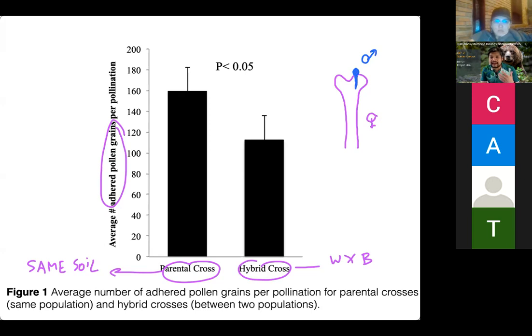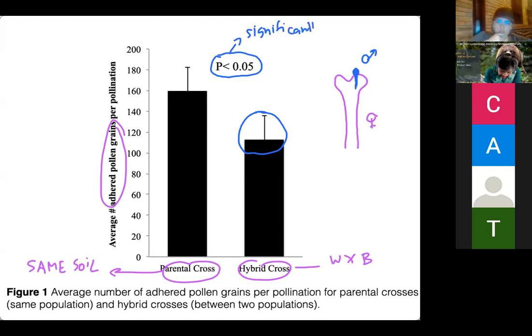So this is almost like egg and sperm meeting with each other, right? And they start recognizing each other. It's the same species. And you can see that the hybrid cross, meaning you get the pollen from a different population, tends to be less successful. And the p-value here is your statistical test, like a t-test, is less than 0.05, meaning it's significantly different. So the hybrid cross is not a lot, but significantly less successful than the parental cross, meaning this is preventing them from mating with each other.